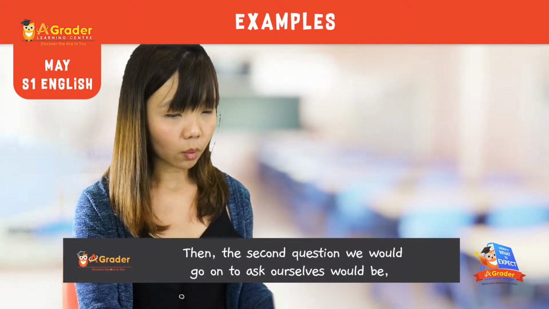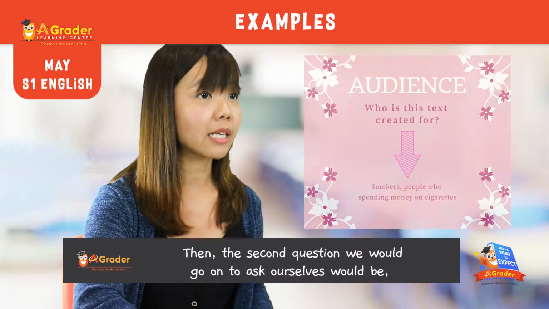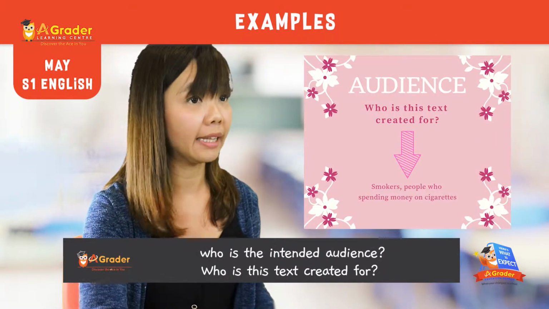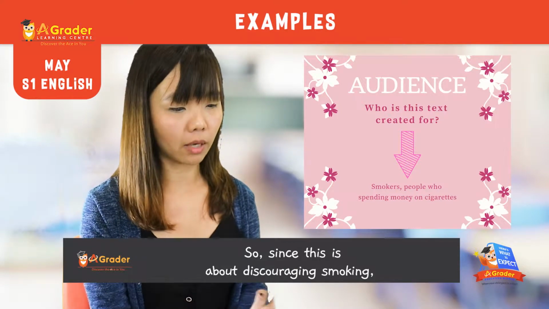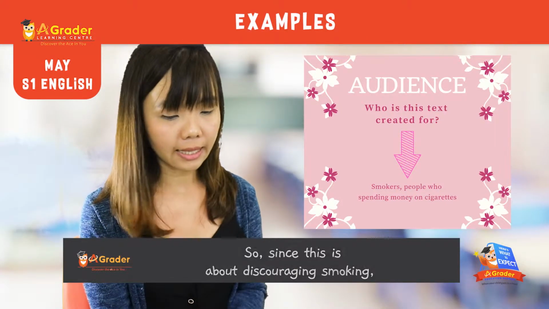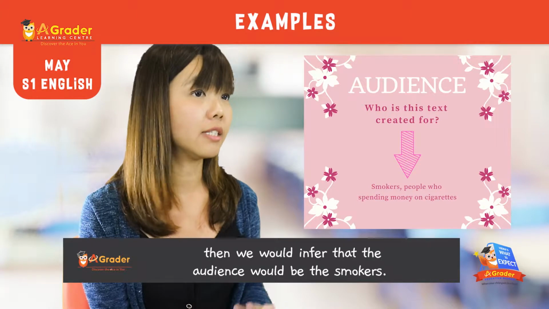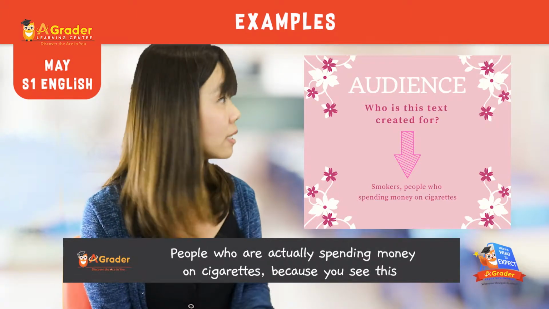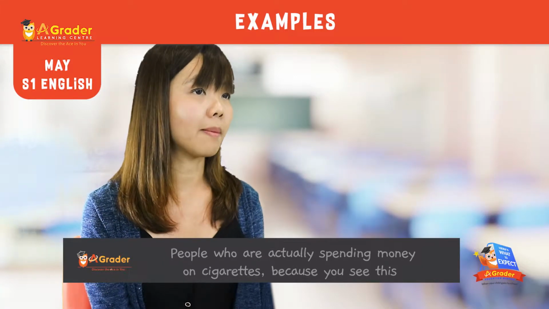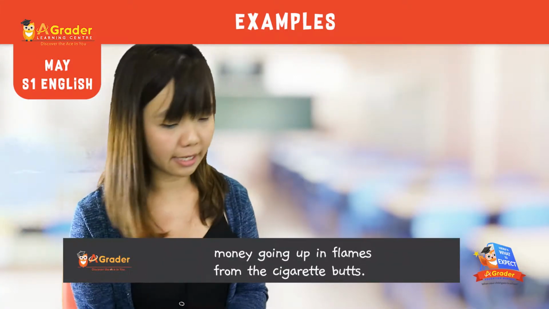And then the second question we would then go on to ask ourselves would be, who is the audience intended? Who is this text created for? So since this is about discouraging smoking, then we would infer that the audience would be the smokers, people who are actually spending money on cigarettes, because you see this money going up in flames from the cigarette butts.